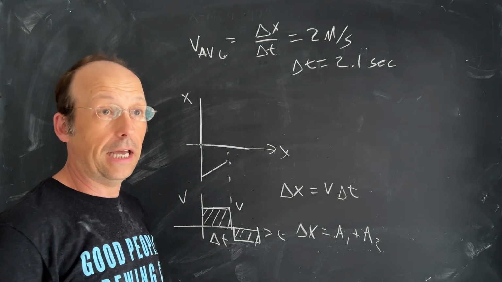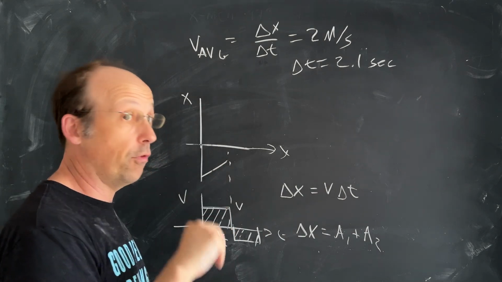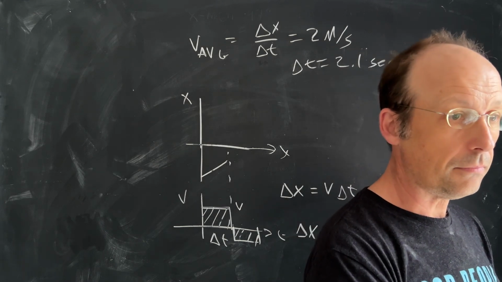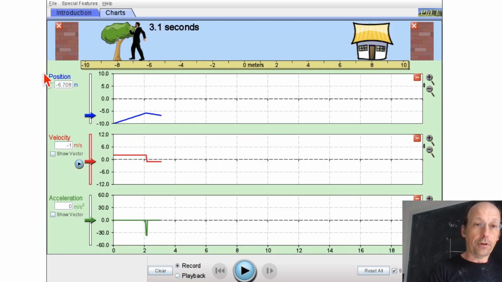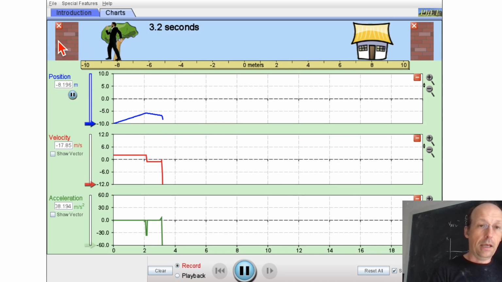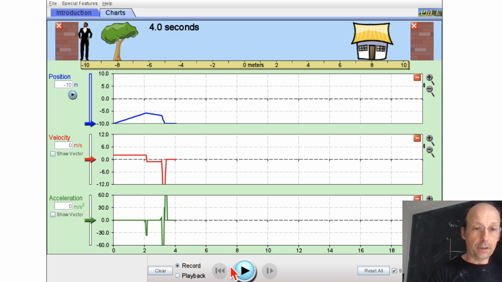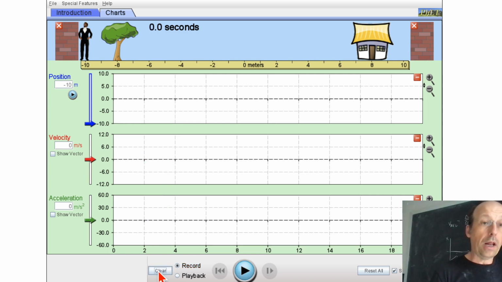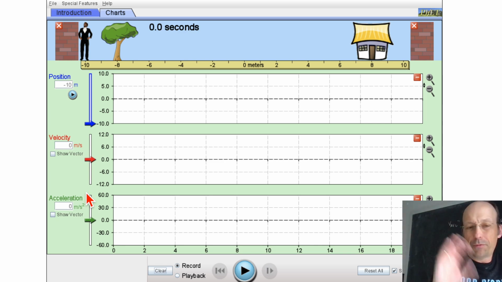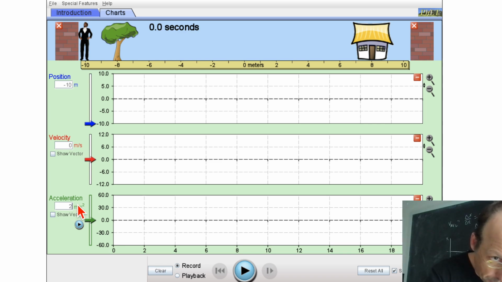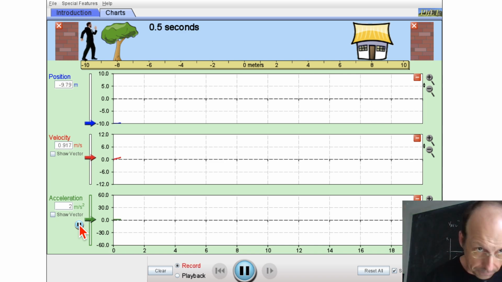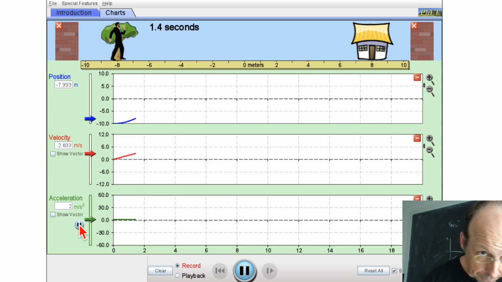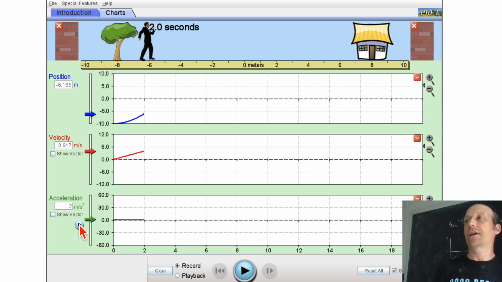Okay, I think we're ready to look at acceleration. Let's go back and have an object move with a constant acceleration. So let's have the person back here all the way at 10. Pause it. Clear. And what I want to do is to give a constant acceleration of 2 meters per second squared for 2 seconds. I'm just picking again. So I'm going to put this at 2. And I'm going to play it for 2 seconds. I got it. Okay, 2 seconds.